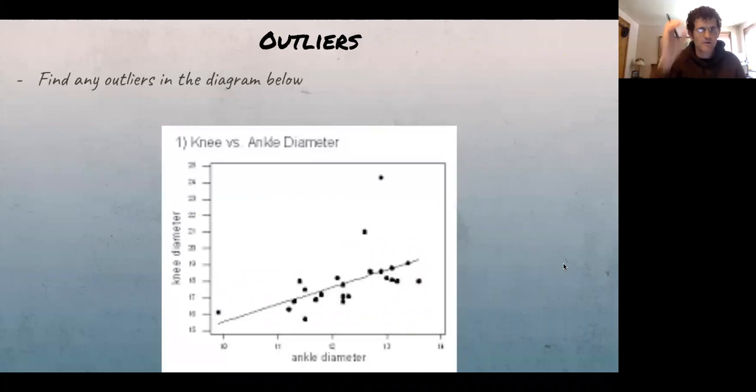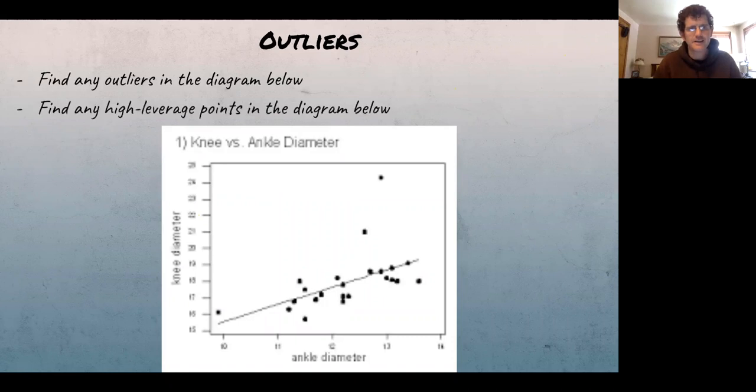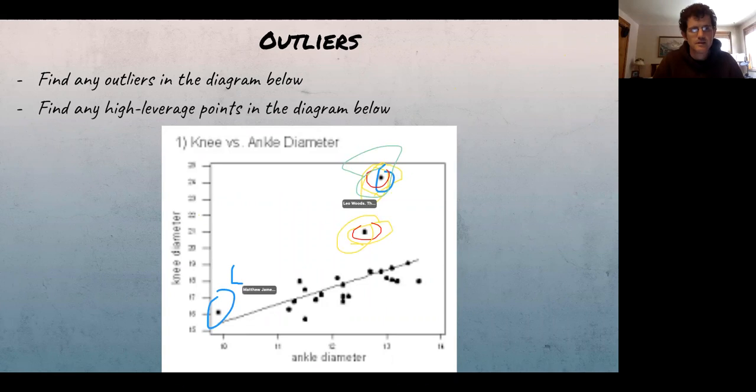All right, so what I want you to do is find any outliers and find any high leverage points. And you can circle them. Yeah, go ahead, circle what you think an outlier is here. All right. So we got those outliers. And then what's going to be a high leverage point? There it is. I see the L. So I'll assume the L is for leverage.